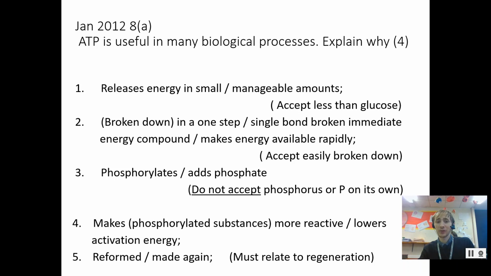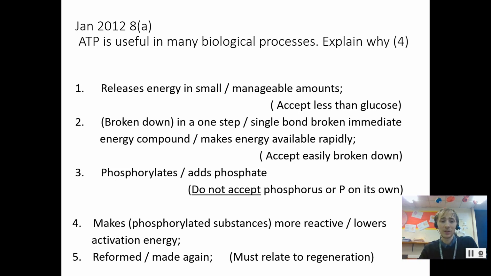The fact that it can add phosphate to, for instance, nucleic acids, that is also true and potentially useful. I wouldn't necessarily include that point in year 12, but if you can remember it, you definitely should. That it lowers the activation energy for other activities, and that it can be easily reformed and made again. Now, points 3 and 4 are points we're going to cover in a lot of detail in year 13. So as long as you're getting points 1, 2, and 5, then at this point I'm very happy.